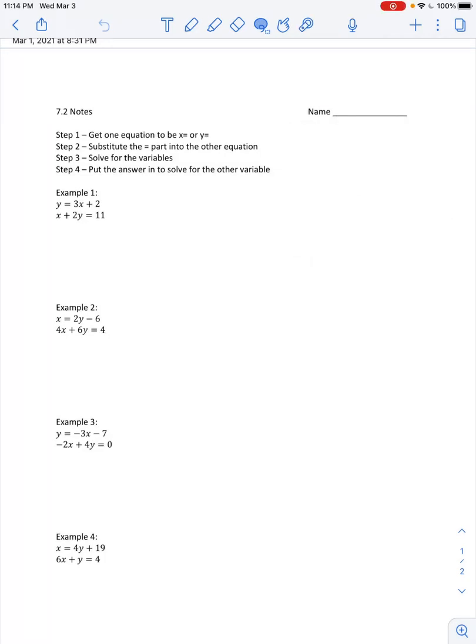Alrighty, we are going to tackle 7.2. And in 7.2, we're going to be learning a different way to solve for the solution of a system. Keeping in mind that our solution is still going to be a point. It's still going to be an x, y coordinate pair. So we need to be able to find both x and y.